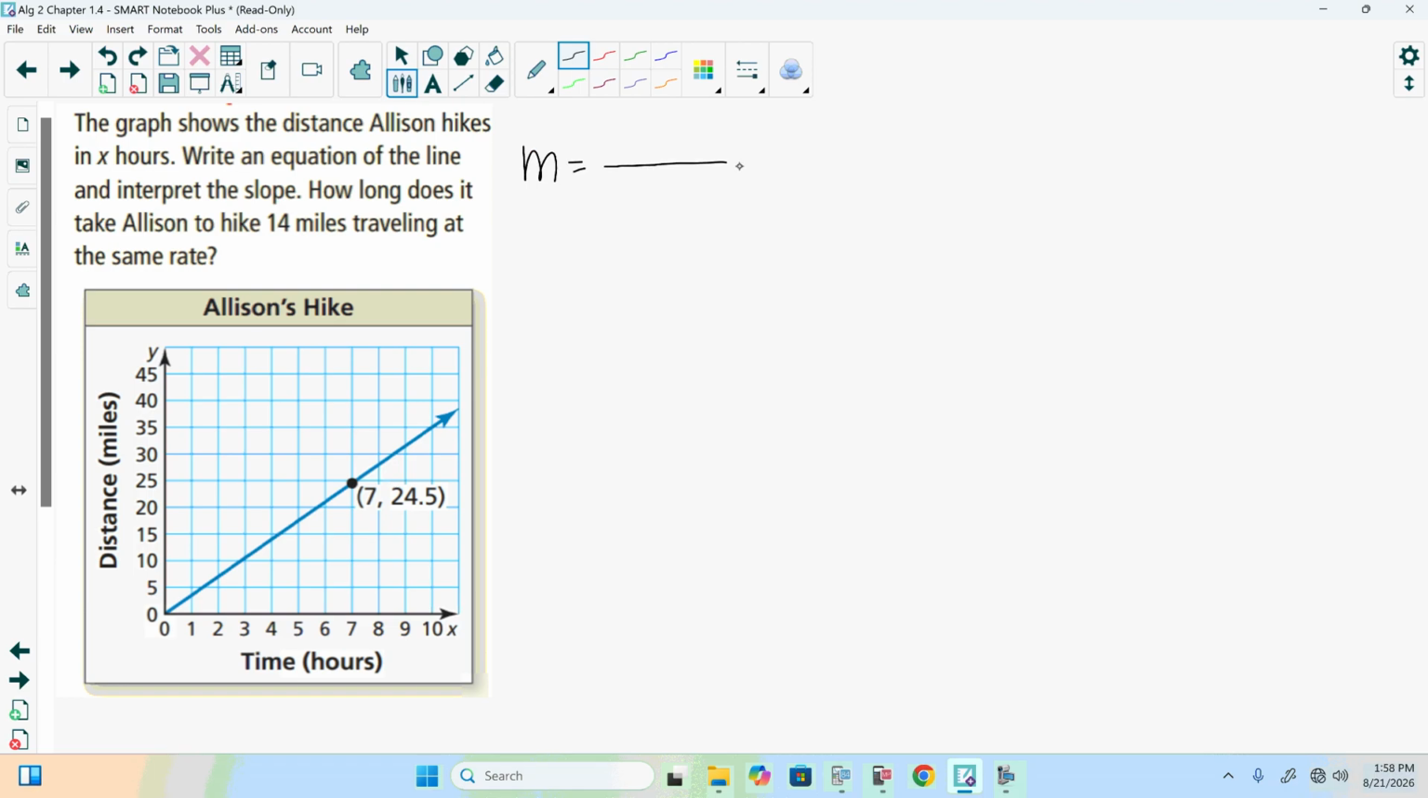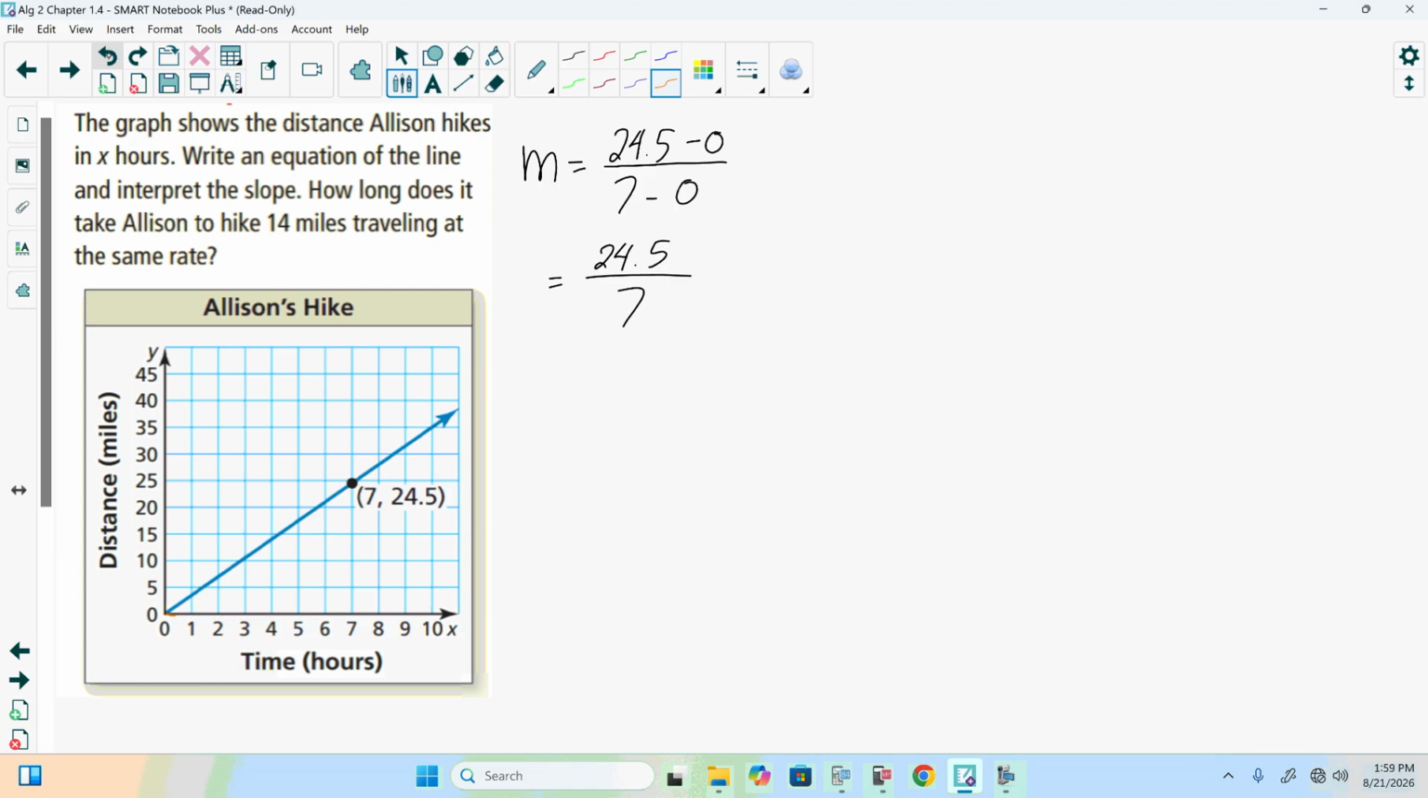Slope, y2 minus y1 over x2 minus x1. Rise over run. Well, what's one of the points we have? 7, 24.5. What's the other one? 0, 0. So we can go 24.5 minus 0 over 7 minus 0. If I look at this here, the rise and run, we've got a run of 7 and a rise of 24.5. Rise over run. So we could just say 24.5 over 7, yes? There's different ways to get to it.